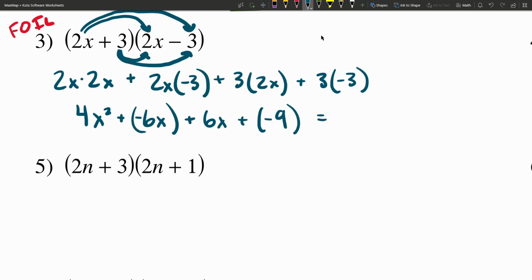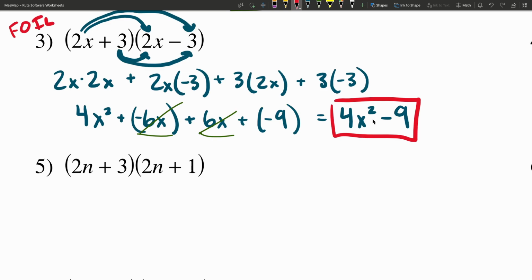Simplifying this down, we can combine our negative 6x with our positive 6x. And combining those, we're just going to get 0 since they're opposites. So we're going to have our 4x squared minus 9 as our entire solution. And that's for number 3. Let's move on to number 4.